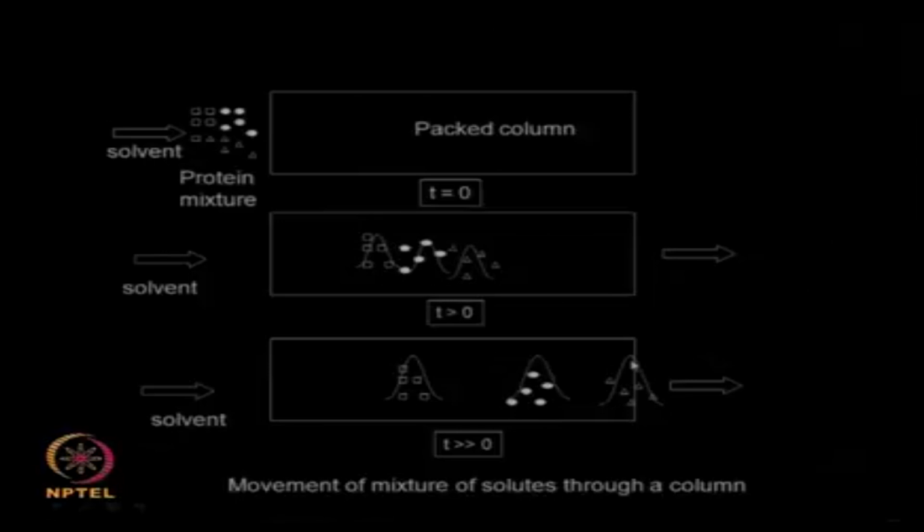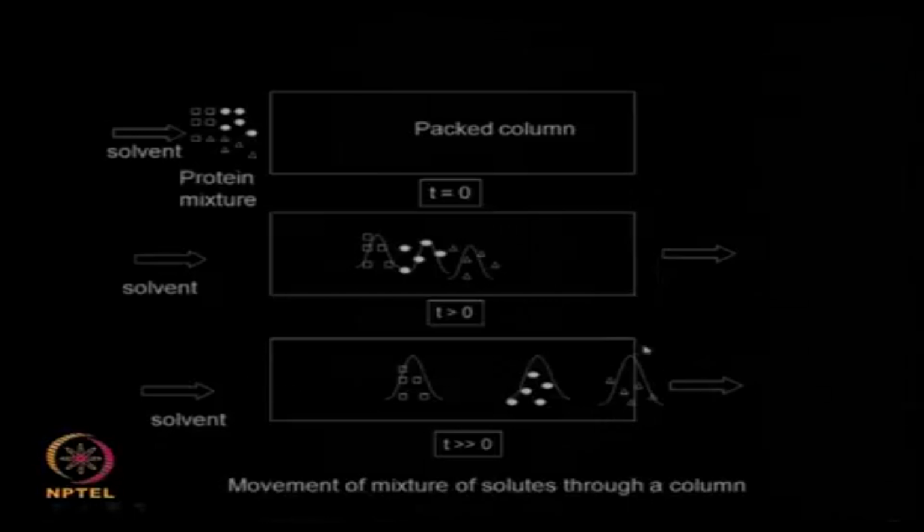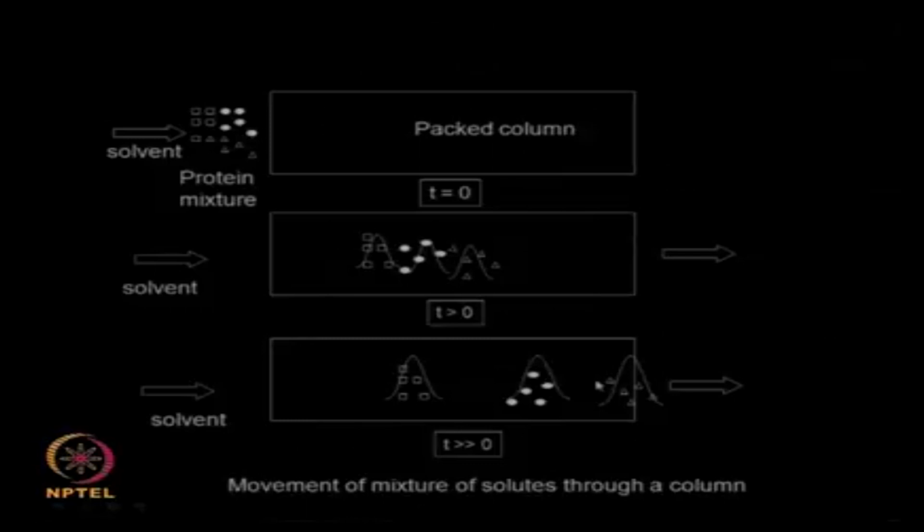So the principle of interaction could be hydrophobic or polar or ionic or affinity or anything like that actually. The proteins which have least interaction with the stationary phase will come out first, proteins which have most interaction with the stationary phase will get retarded and they will come last. That is how you get the separation. This is how chromatography is able to separate proteins or small molecules or metabolites or any biomolecule into various components.